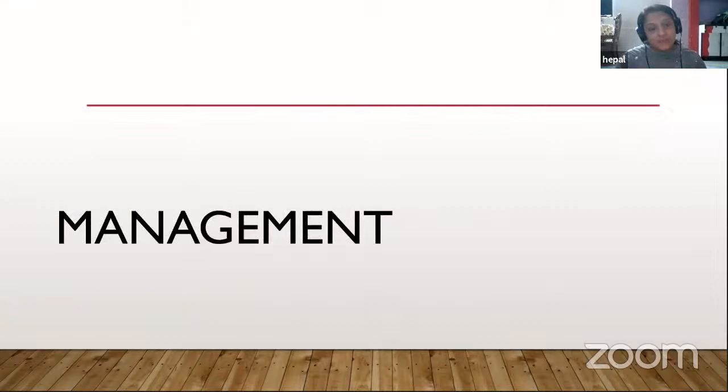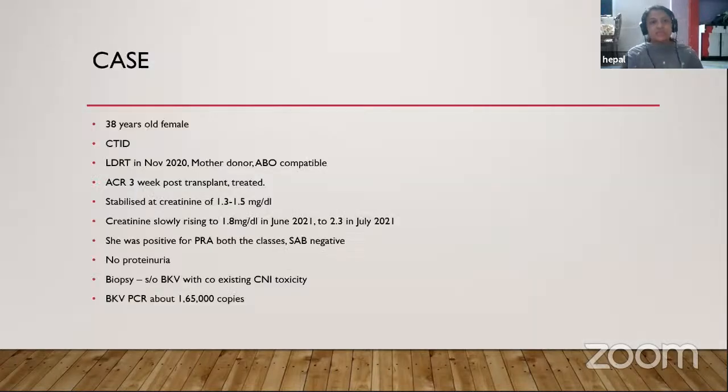How do we manage this? I would like to discuss a case over here. A 38-year-old female, native kidney disease chronic tubulointerstitial disease, had a living donor related transplant in November 2020 with her mother as the donor, ABO compatible. She had received thymoglobulin and Solumedrol during her transplant. She faced ACR 3 weeks post-transplant, which was treated, and her creatinine stabilized to 1.3 to 1.5 milligram per deciliter.